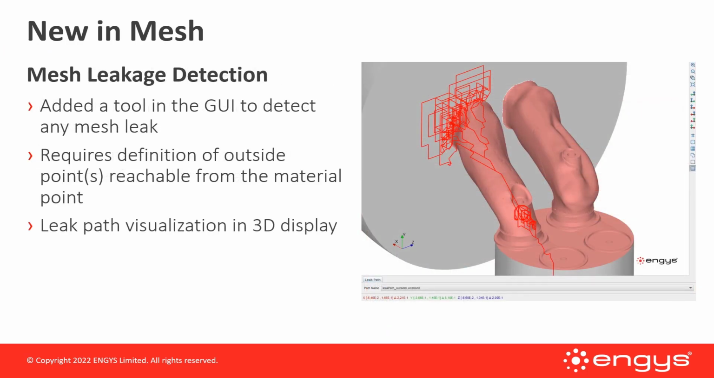Another important feature that we added to the mesh component is the visual mesh leakage detection you can have inside the GUI. So there is a new tool in the GUI to detect any mesh leak. You can see here that we have a component which is not watertight, and what happens is that the mesh spills out of the internal fluid volume, and to visualize this you have the so-called leak path, which can be clearly seen in the 3D display. To achieve this, you need to define a point which is outside the flow domain, which can be reachable from the material point which falls inside the fluid domain instead.